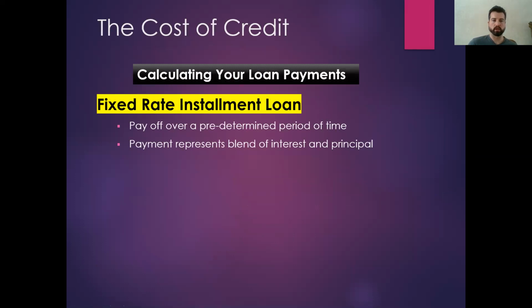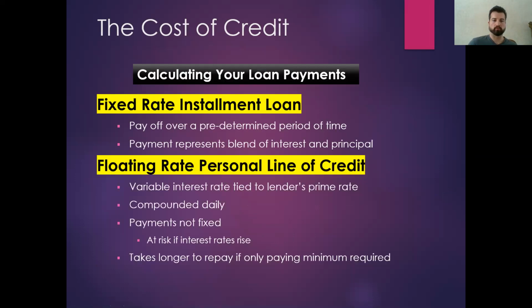This is around where we left off: fixed rate installment loan and floating rate personal line of credit. Fixed rate usually refers to interest rates. With a mortgage, you can have a fixed or variable interest rate. If it's fixed, it means you're locked into that given interest rate for the term of the mortgage or the loan. Whereas a floating rate, whether that's a personal line of credit, like it says here, or a variable rate mortgage, means the rate is not locked in.